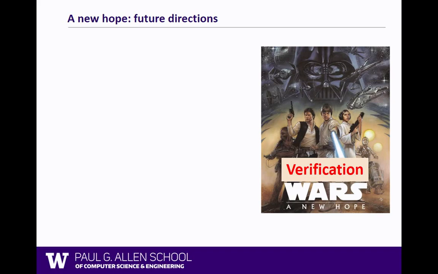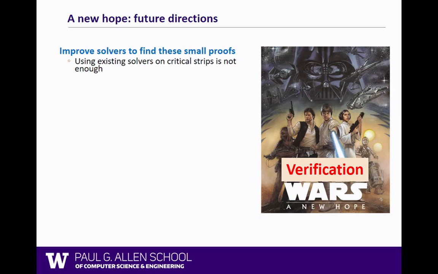The path forwards, we think, is to first improve our solvers to find these small proofs. So we've done some preliminary work. It's very early, but so far we found that just taking the critical strip instances and feeding those into the solvers is not quite enough. They still don't perform too well in those critical strips. But once we've done this, improving the solvers, then we would move on to verifying larger scale problems, which maybe include a multiplier as just a small component of a circuit or program.